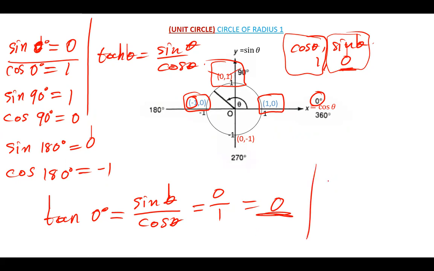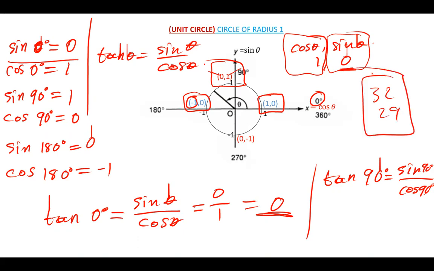If they ask you to find tan 90 degrees, this is just the same as sine 90 degrees over cos 90 degrees. So remember, we're dealing with special angles here. We're not dealing with these other angles like 32 degrees, 29 degrees. No, I've not yet started touching those parts. We're just dealing with special angles that are in a unit circle. Okay. So from there, I said tan 90 will be sine 90 over cos 90.